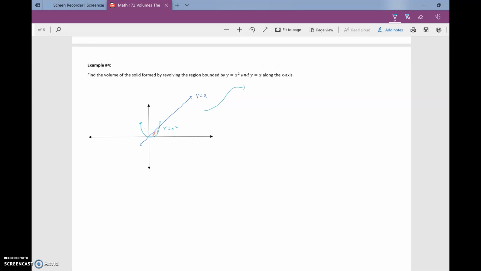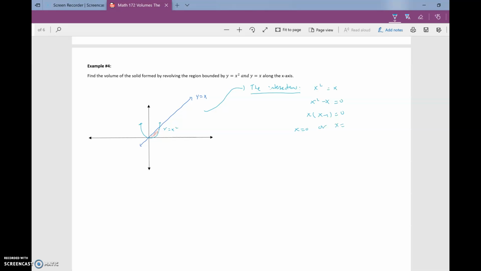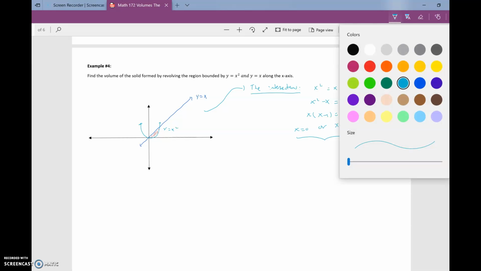So if we're looking for the intersections, well, you're just going to have where x squared is equal to x, or where x squared minus x is equal to 0, or x times (x minus 1) is equal to 0. So x is equal to 0 or x is equal to 1. So this is actually what's going to give us the bounds of integration.